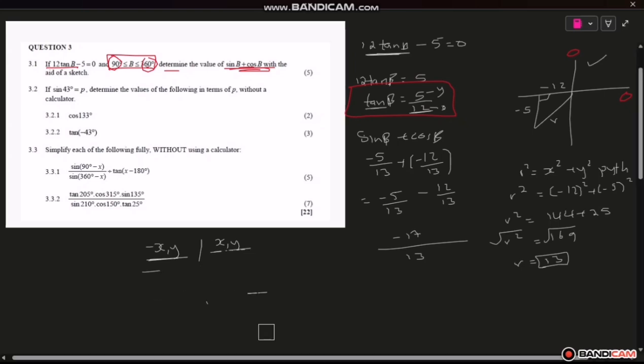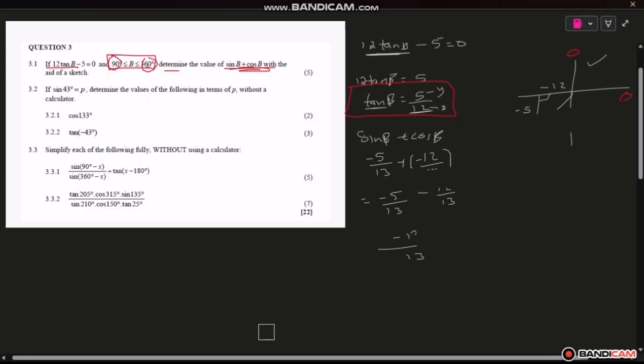It's all about understanding the restriction and the trig ratio that you're given in terms of an equation. So that's it. This is how you're solving it. 5 for 5 marks. So this is how you solve this question, guys.